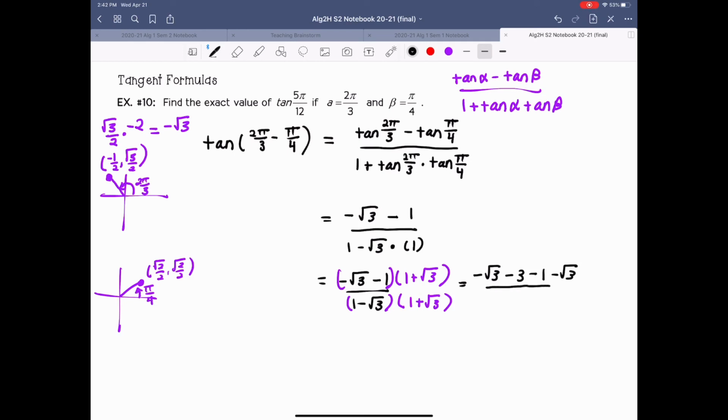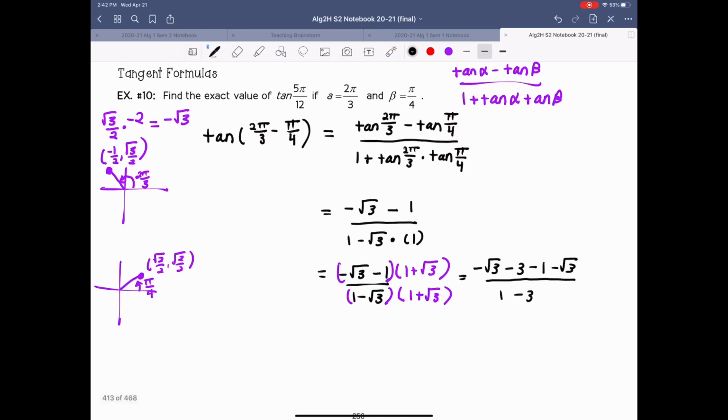The denominator, if I multiply those, I have to FOIL yet again. So first is 1 times 1, or 1. Outer is 1 times positive root 3. Inner is negative root 3 times 1. So positive root 3 plus negative root 3 is just going to turn into 0. And then last is negative root 3 times positive root 3, which is just negative 3.